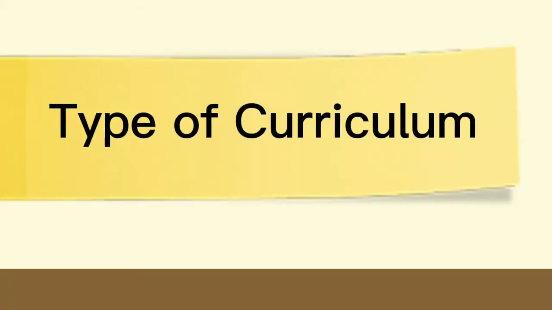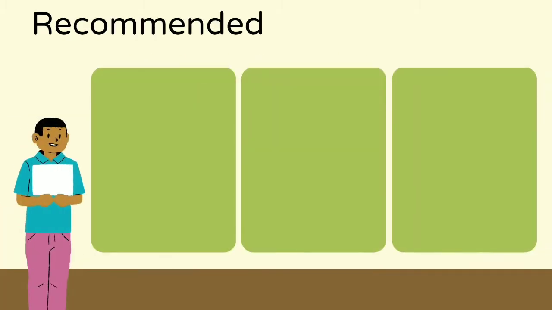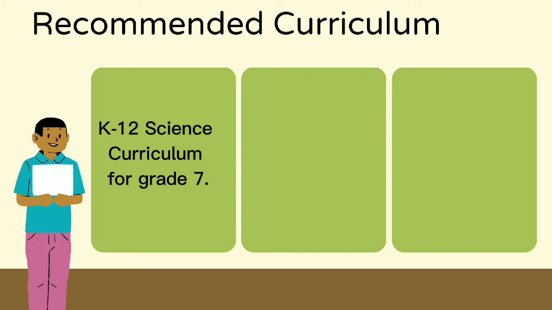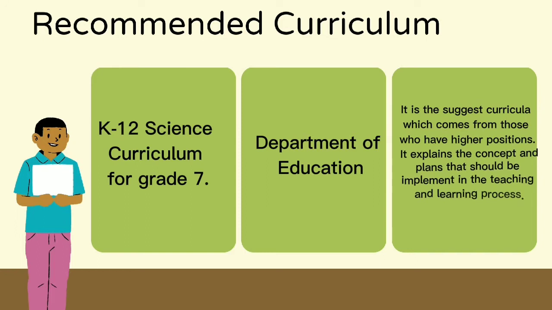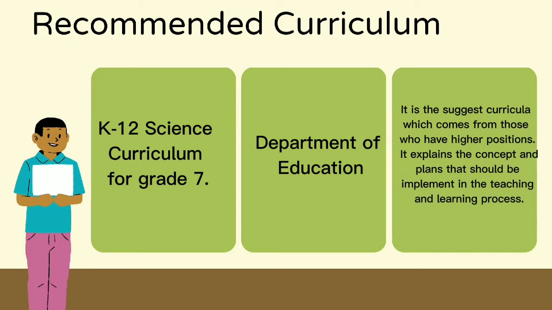Observation Report. Type of curriculum. We have number 1, recommended curriculum. Example, K-12 Science Curriculum for Grade 7. It is located under Department of Education. May I read the description? It suggests curricula which comes from those who have higher positions. It explains the concept and plans that should be implemented in the teaching and learning process.